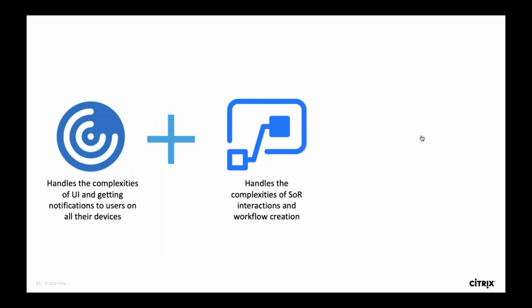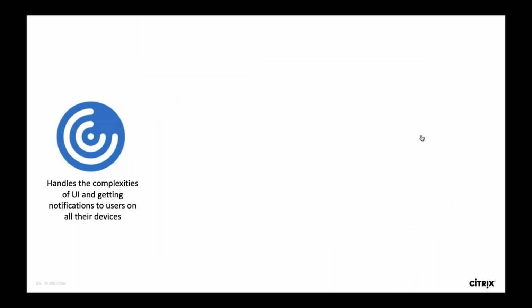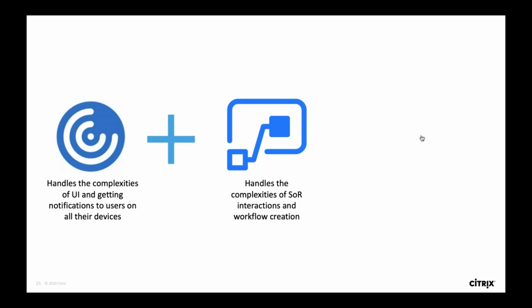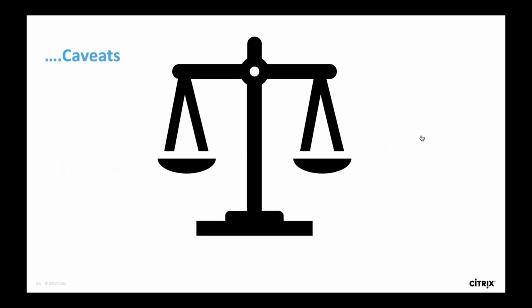So to summarize all of this, we have the workspace UI, which is handling the complexities of the UI and making sure users get the notifications on all of their devices. And then we have Power Automate, which is handling the complexities of the system of record interactions and of the workflow creation itself. Combining these things together, we have quite a winning formula. It is worth noting, though, that there are some caveats to that.